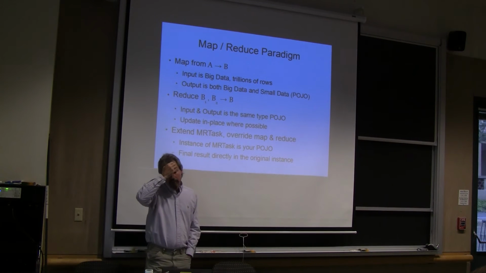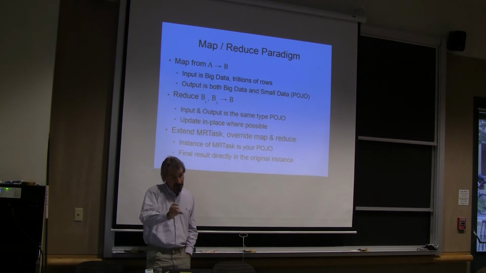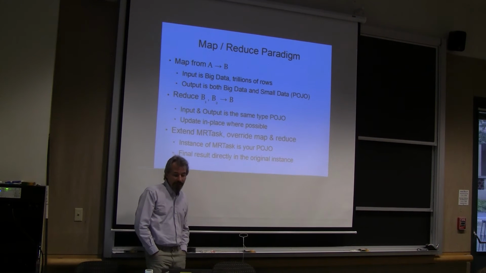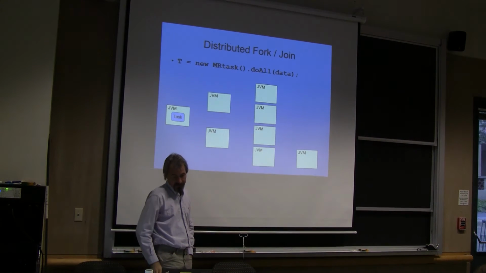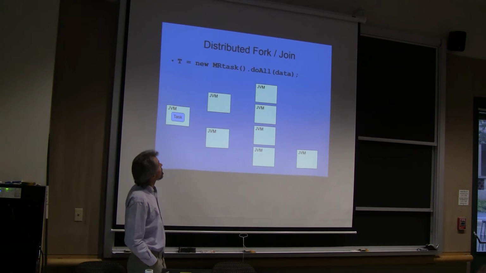The input and the output type have to be the same type on the reduction there, because it's going to get reduced over and over again in a logarithmic style, hundreds of times. And the basic coding style: you extend class MRTask, the MapReduce task, override map and reduce, and say new and hit the go button. And let's take a look here. So new MRTask is a Java object in my code.